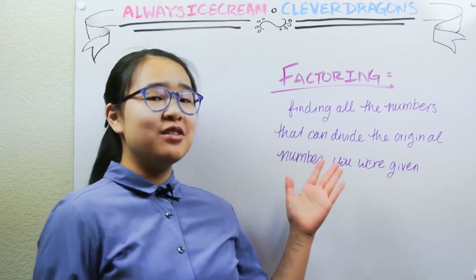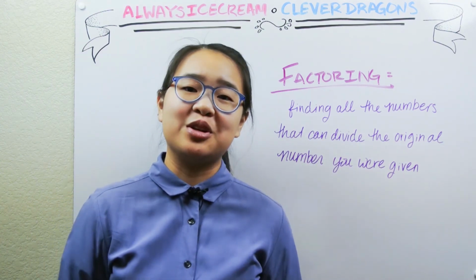It's basically just trying to find all the numbers that can divide the original number you were given.